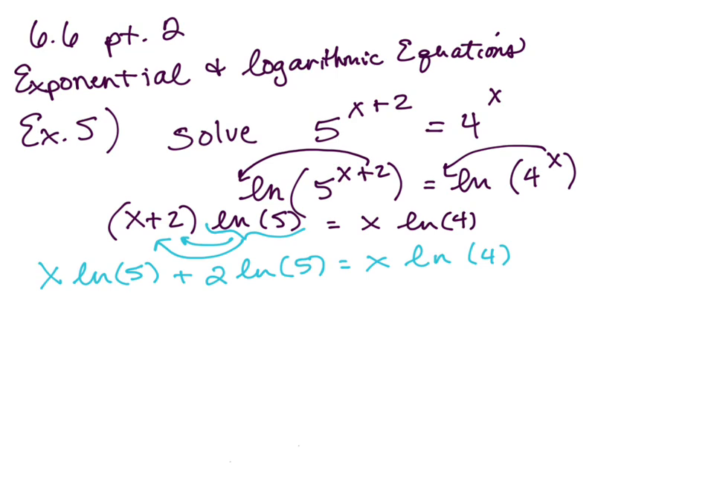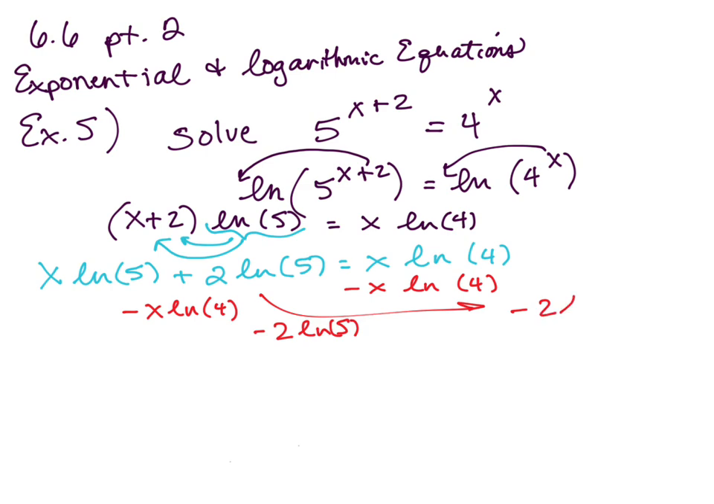Remember, we're solving for x. We're trying to isolate the variable x. So in our next step, we're going to move everything that has x to the left side. We're going to subtract it from the left side. And everything that doesn't have x, we're going to send to the right. So we're going to subtract that 2 natural log 5 from the right side. Can you see what we did there? So we moved the x piece to the left and the not-x piece to the right.